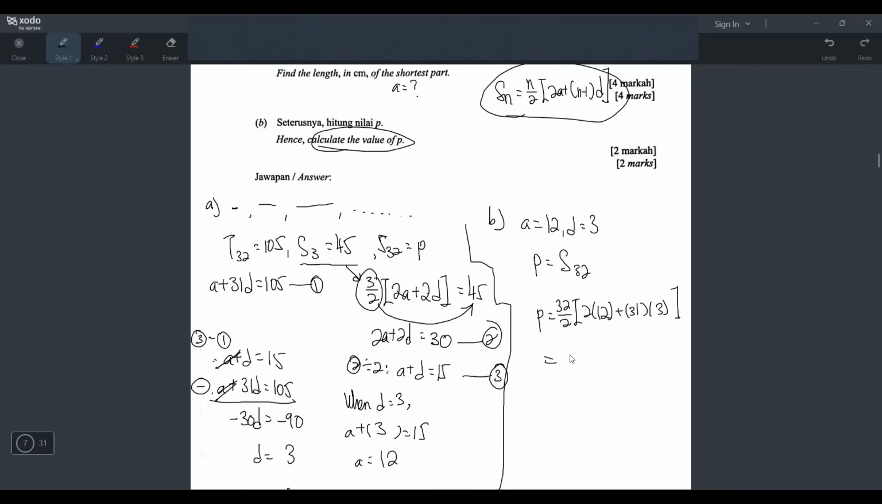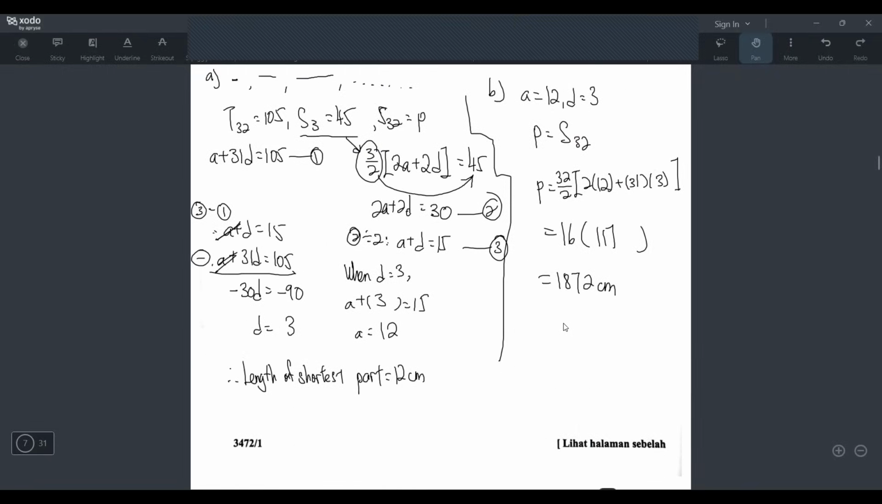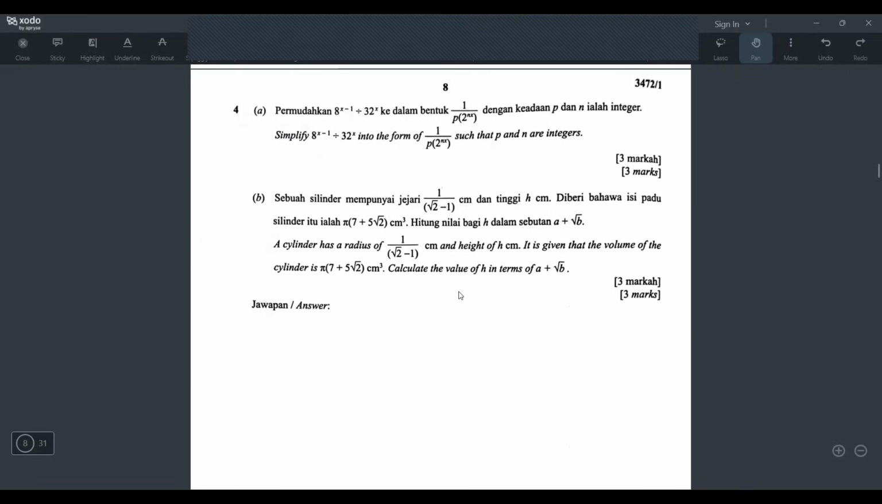Now you will get 32 divided by 2, which is 16. And then 2 times 12 plus 31 times 3, use calculator. Okay, if you press the whole thing inside the bracket, you will get 117. And then the final step is times with 16. Okay, my calculator gives me 1872. But don't forget to write cm because this is the total length of wire, right? So that's how you get full mark for this question. All right, hope you understand my working. Let's continue.